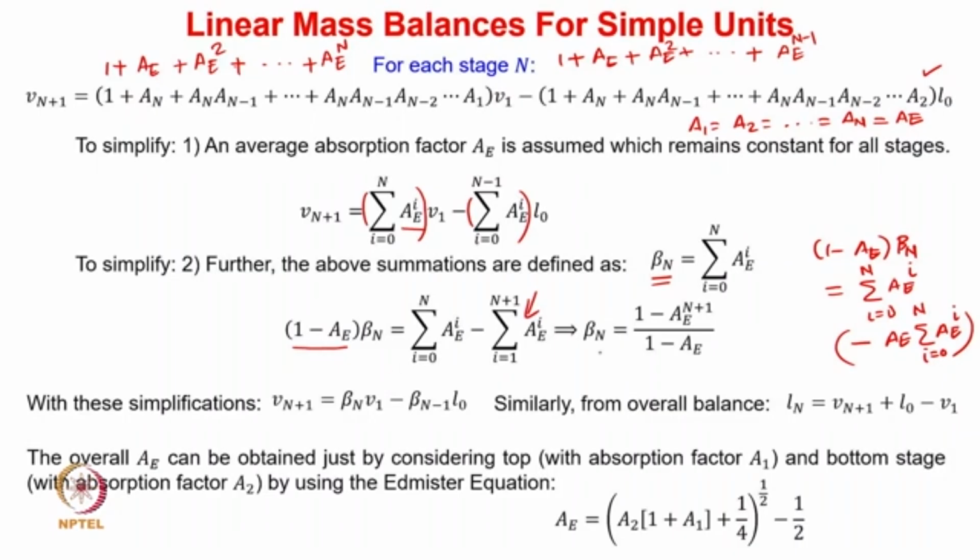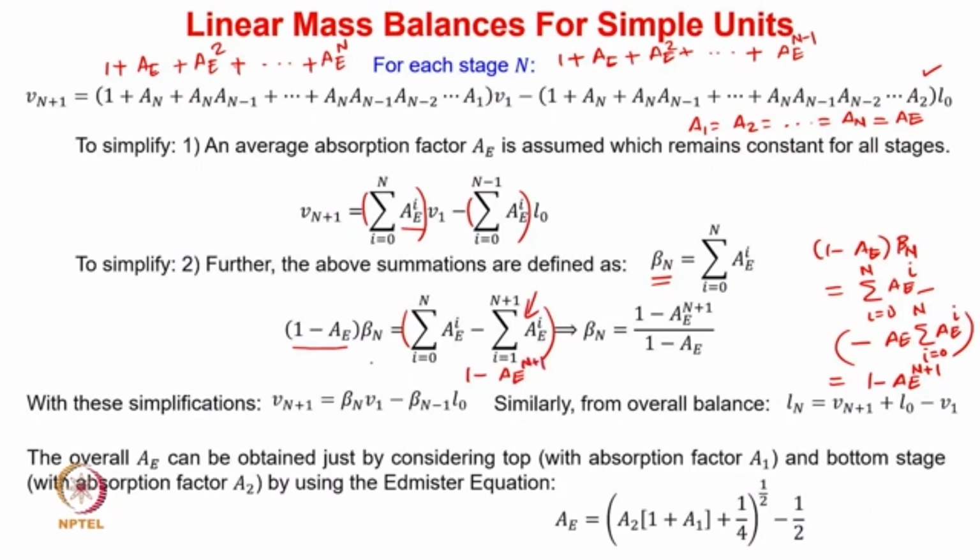Now we can rearrange this term. If I subtract this entire term from the first term, what am I going to get? I am going to get just 1 minus AE raised to the power n plus 1. This is what I am going to get, and this is what is put here. So this entire term is nothing but 1 minus AE raised to the power n plus 1.